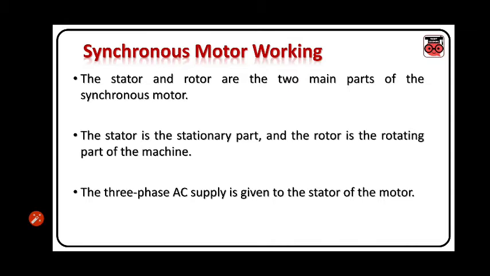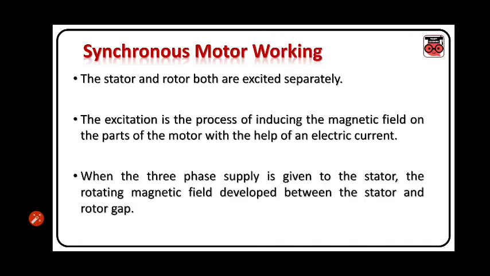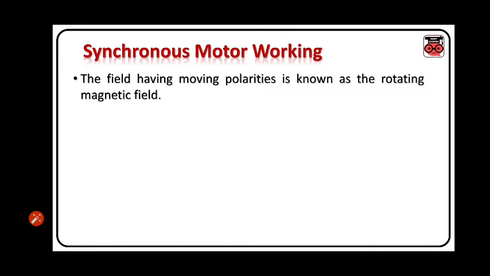The three-phase AC supply is given to the stator of the motor. The stator and rotor both are excited separately. The excitation is the process of inducing the magnetic field on a part of the motor with the help of electric current. When the three-phase supply is given to the stator, the rotating magnetic field develops between the stator and rotor gap. The field having moving polarities is known as rotating magnetic field.